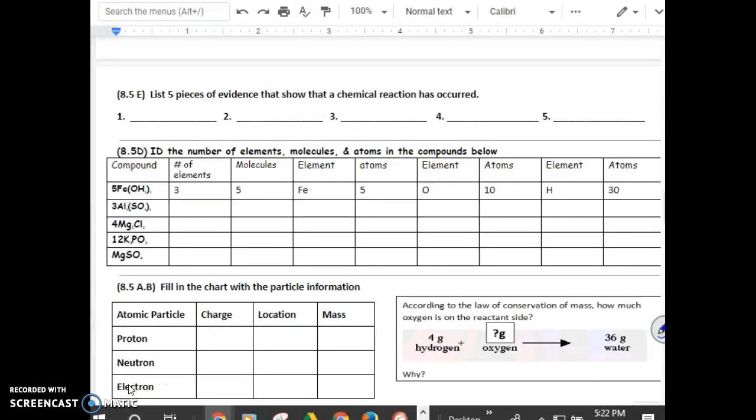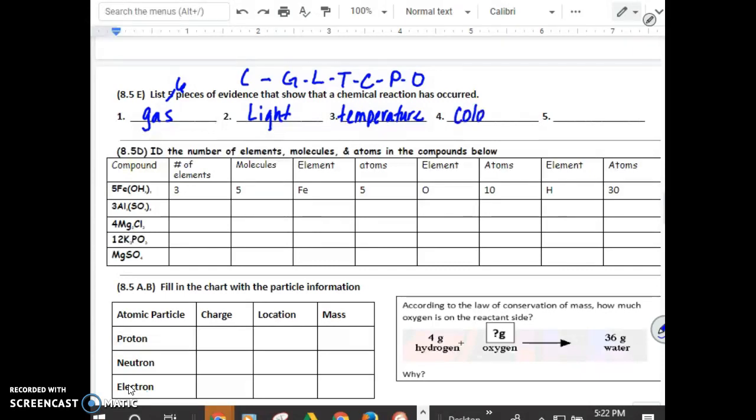Okay, here we have listing the 5 pieces of evidence that show a chemical reaction has occurred. We actually taught you guys 6. We taught you a little saying, which was city girls love their cell phones on, to help you remember the 6 signs of a chemical reaction. That first C is simply for chemical reaction or chemical change, so that's not really one of the signs. So we start with G, that G stands for gas. And we have L, which is for light. T is for temperature change. C is for color change. And P is for precipitate.